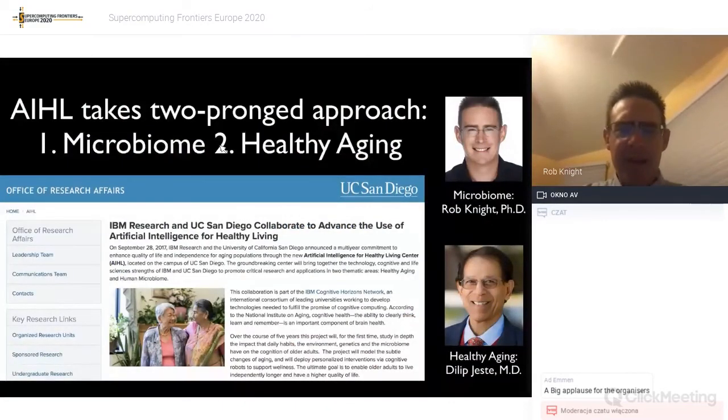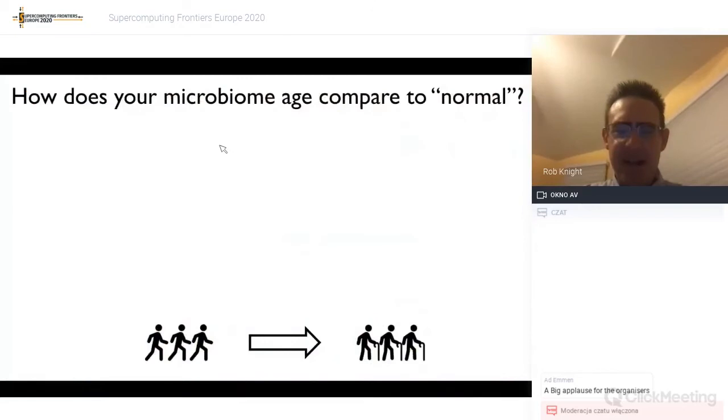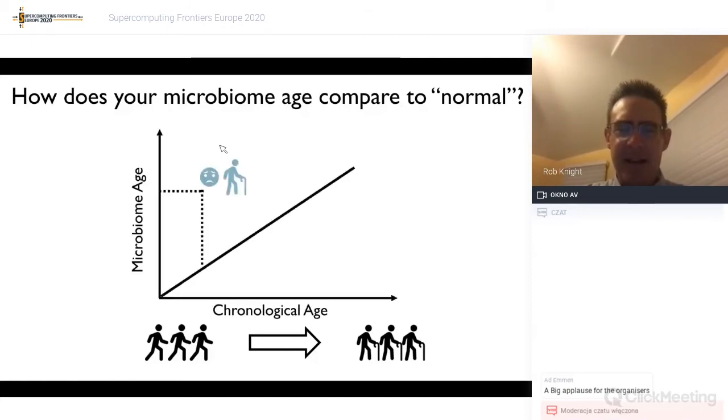So one thing we are working on at the moment, having established a clear relationship between the microbiome and chronological age, is we want to know how your microbiome age compares to normal. And the idea is we now know there is a progression from being young and healthy to being older and frail. And so if this relationship were linear, your microbiome age would track exactly your chronological age. But there is a lot of scatter. So for example, if you have a young microbiome age and an old chronological age, you would expect to be extra healthy. Whereas in contrast, if you have an old microbiome age and a young chronological age, you might expect to look older and unhealthy.